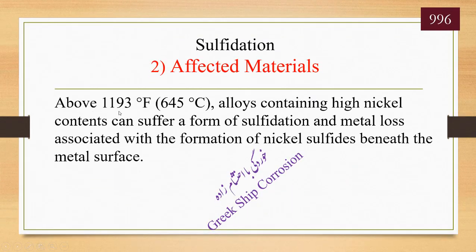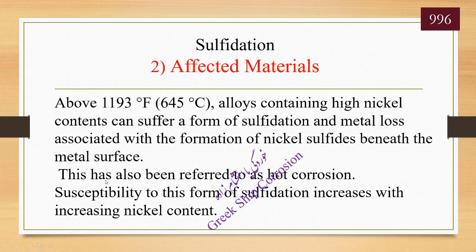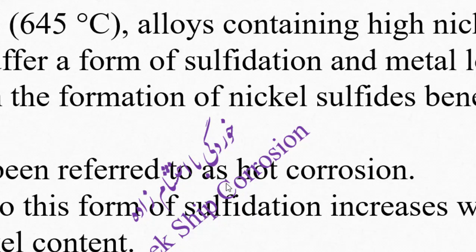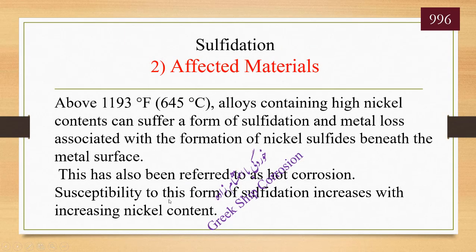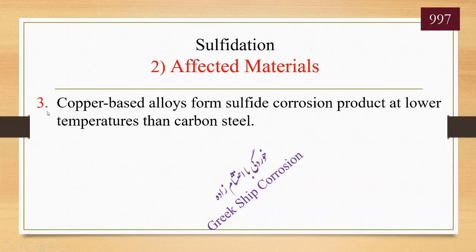Above 1193 degrees Fahrenheit, alloys containing high nickel contents can suffer a form of sulfidation and metal loss associated with the formation of nickel sulfides beneath the metal surface. This has also been referred to as hot corrosion. Susceptibility to this form of sulfidation increases with increasing nickel content. 3. Copper-based alloys form sulfide corrosion product at lower temperatures than carbon steel.